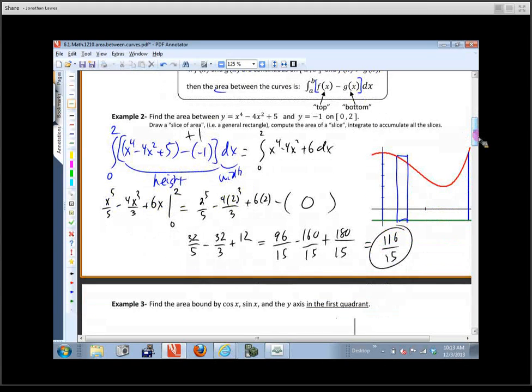Top minus bottom guarantees us that we're going to have a positive height. Okay, and again, we're integrating in a positive direction, so we're going to have a positive width.